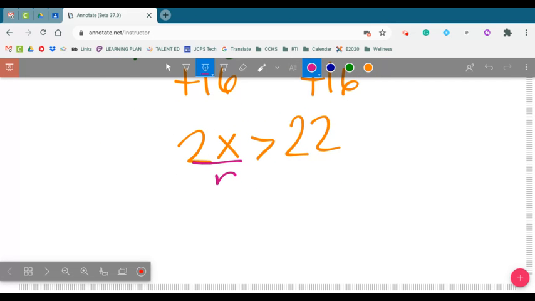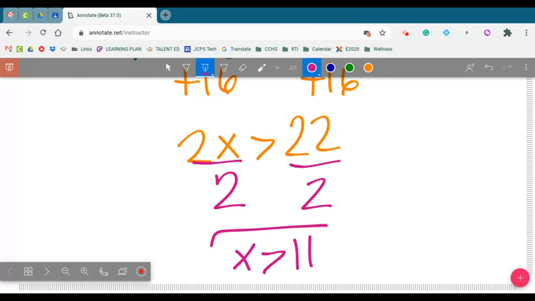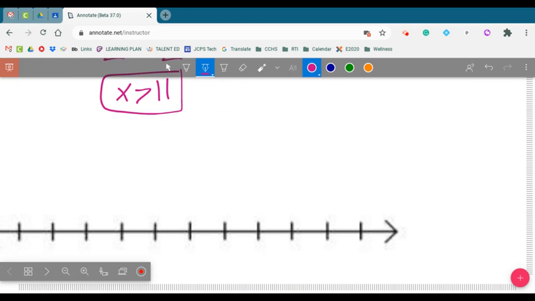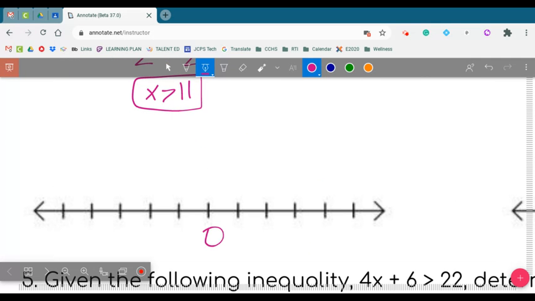And then our last step is to divide by 2. It's a positive 2, so we don't need to do anything with our sign. So that's my answer. Graphing it on the number line. 0, positive 11, negative 11. This is going to be an open circle on a positive 11. Is 0 bigger than 11? No, this is false, so we're going to shade away from 0 since it's not a solution.